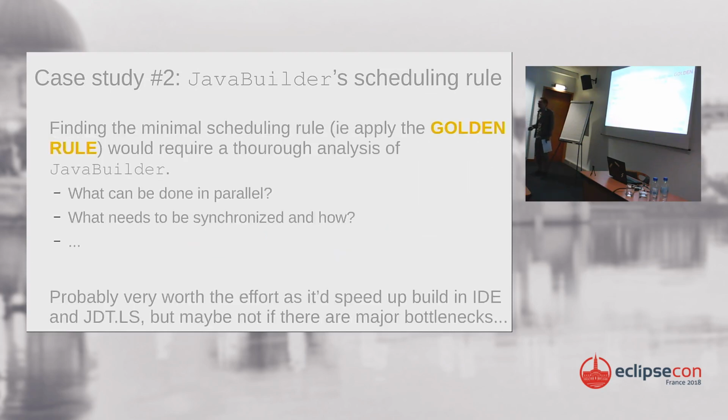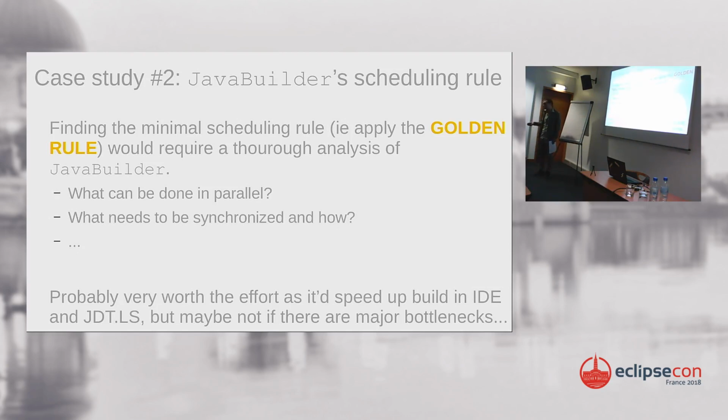But we could go further. Why can't the Java builder be really parallel at the moment? Why do we have to say we take all Java projects as scheduling rule? Well, actually, we don't know yet. And having the answer to that and knowing what to do would require a thorough evaluation of what can be synchronized, what cannot be synchronized, what are the good data structures to use to enable parallelism. Are there subsets that can be parallel, subsets that can't? So it is very likely that it is profitable, but it's a huge effort.